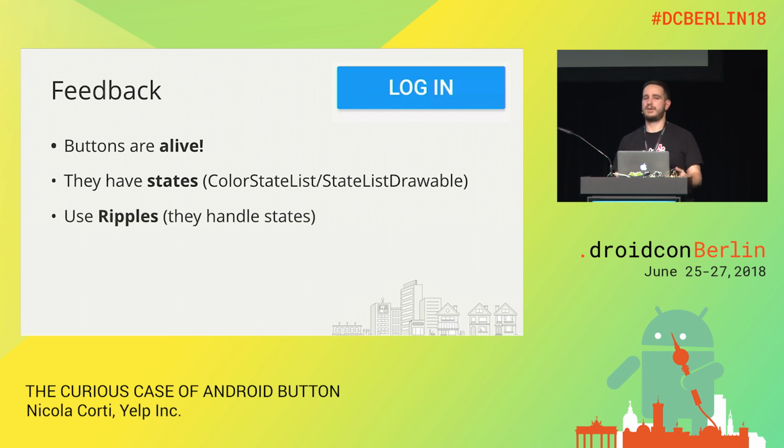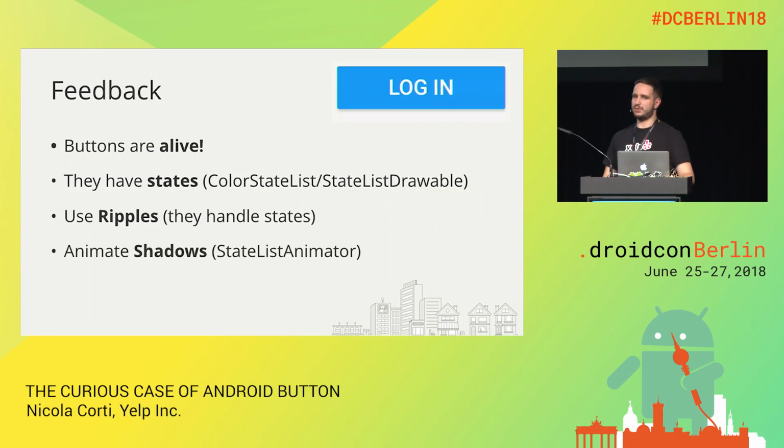Use ripples. Ripples are awesome. They already handle a lot of states inside. If you have a look at the ripple drawable code, you will see that they check if the widget where they're applied is focused, disabled, enabled. And also, don't forget to animate the shadows. This is done by default by the Android framework, but if you want to customize that, you need to make sure that you're still animating them.